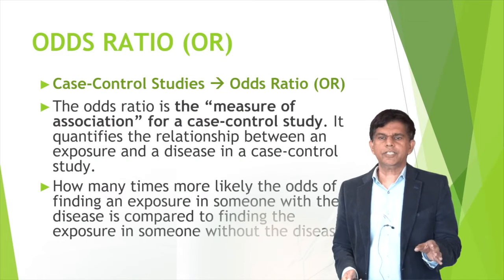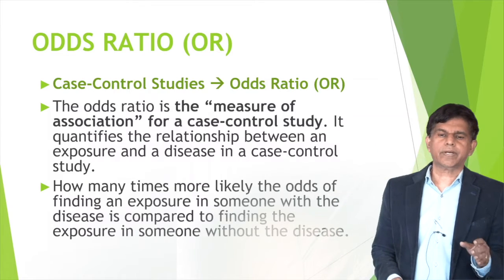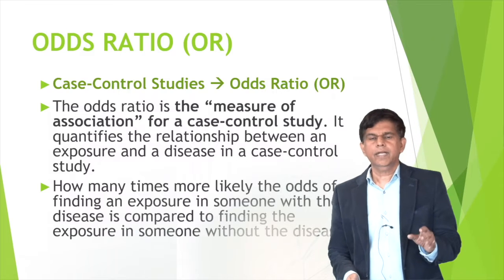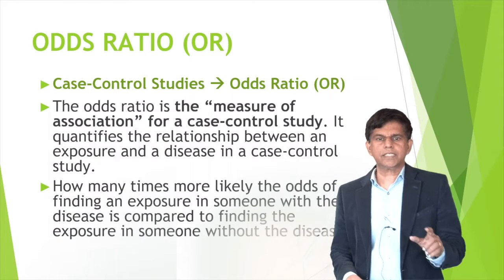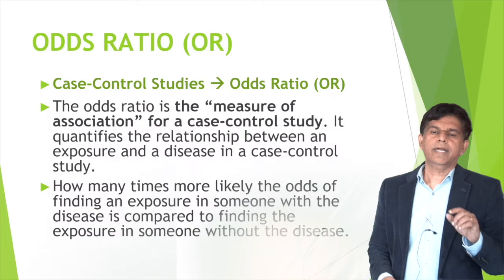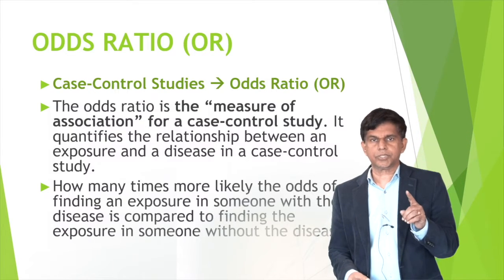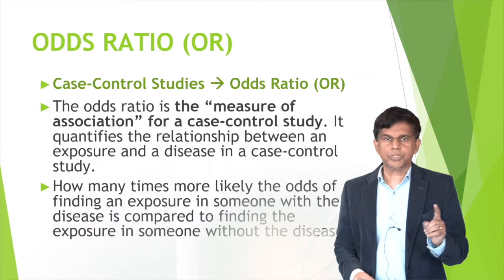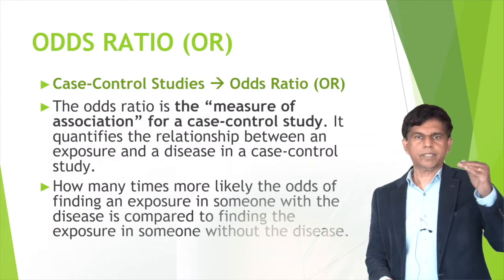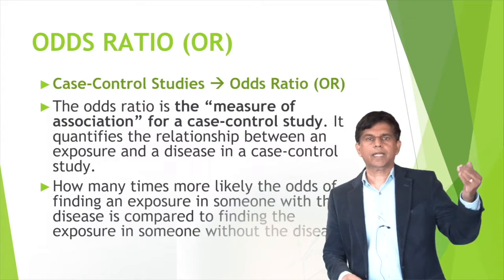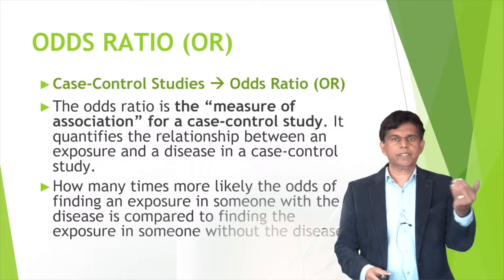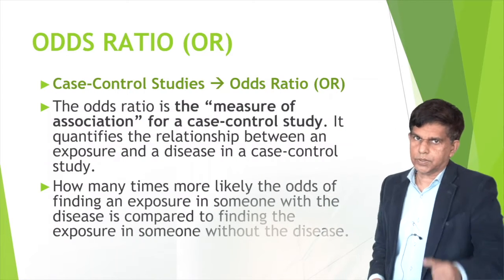If you look at the definition, it's a measure of association for a case control study. It quantifies the relationship between an exposure and a disease in a case control study. I want to underline the case control study. If you're asked a question in the examination, they can put several studies and ask which study the odds ratio is related to. Always pick the case control study.